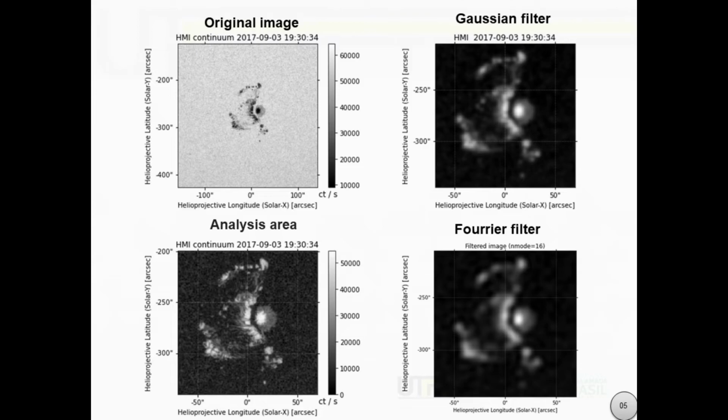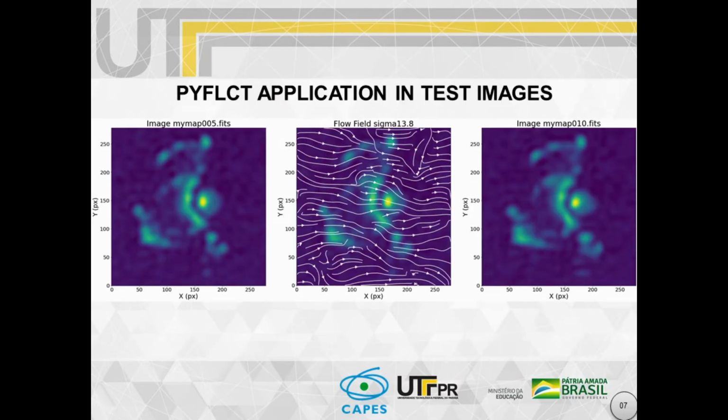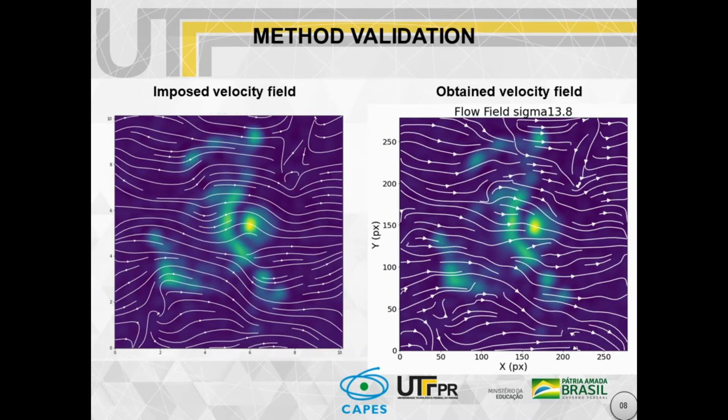Now with filtered images, we evolve them with known velocity fields for creating test images. We utilize two test images. We apply a PyFLCT function that will return a velocity field. PyFLCT is the wrapper function that allows us to use the code used in Fisher-Welsch 2008, originally written in C. This function applies a technique called Fourier Local Correlation Tracking, FLCT, to estimate the proper motion of the region.